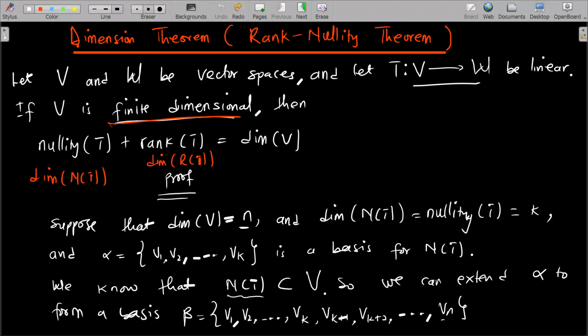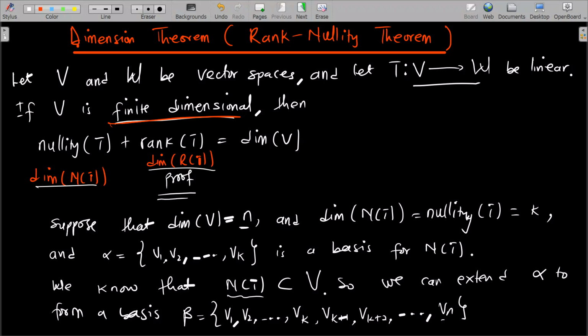So the theorem states that the name of the theorem is Dimension Theorem or Rank-Nullity Theorem. It states that let V and W be vector spaces and let T such that V maps to W be linear. If V is finite dimensional, then the nullity of T plus the rank of T is equal to dimension of V. How do we prove it? The nullity of T is the same as the dimension of the null space, and then the rank of T is the dimension of the range space of T, or the range of T.